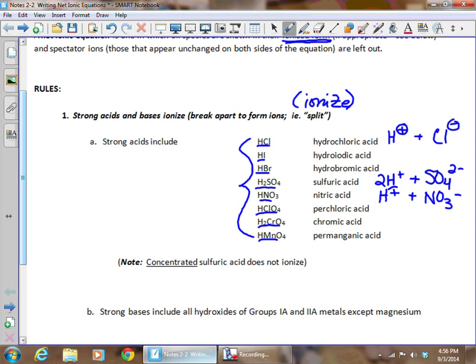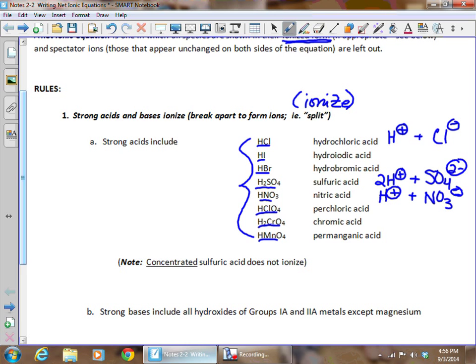Now, often I will circle these charges. You'll see me circle them probably about half the time. The other half of the time I won't. It just depends on my mood, I guess. But usually if I do, it's just to make sure the charge is separate from the addition sign plus. So that's how we're going to split or ionize all of the acids.